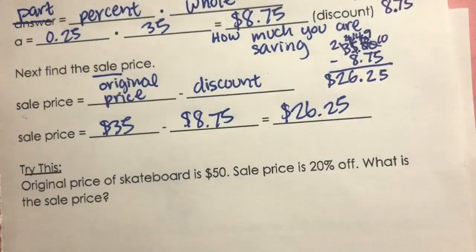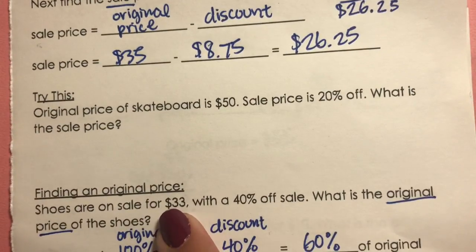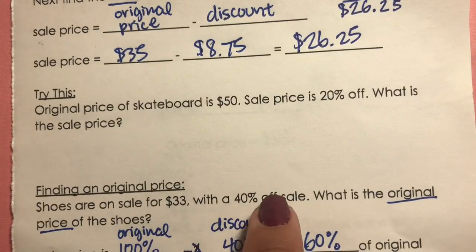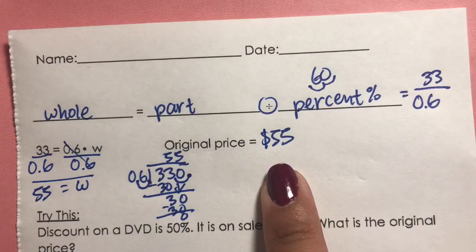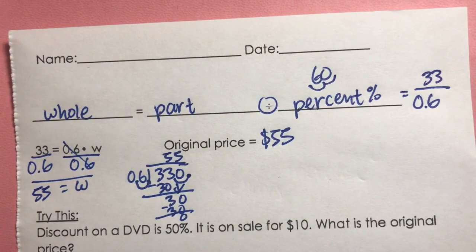So the shoes that are on sale for $33 with a 40% off sale, the original price was $55, which is a huge discount. 40%, that's a big discount. And since 40% is close to 50, you can even use common sense and think about, okay, well, what's half of 55? And if you're around that ballpark, then you're getting close to what the answer should be.